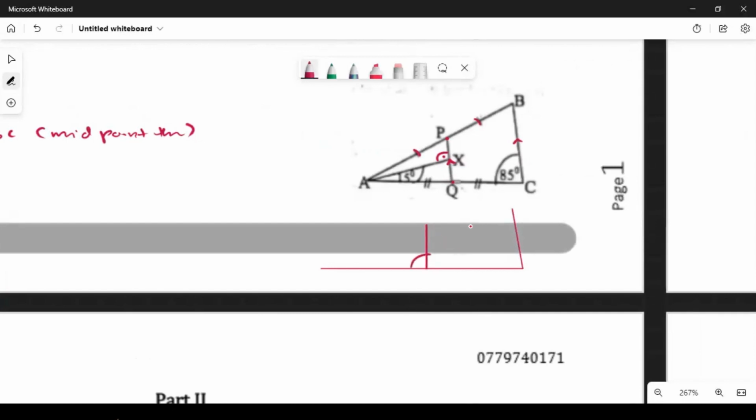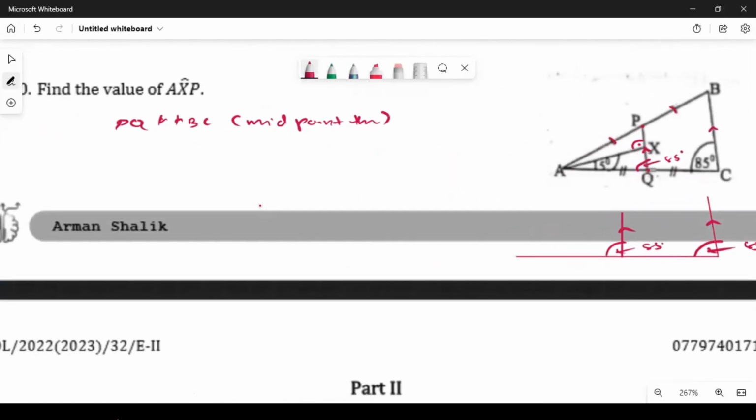What can you tell about this angle and this angle if these two are parallel? What is it? Corresponding angles. So if this is 85, this one should be 85. So this angle is equal to 85 degrees.